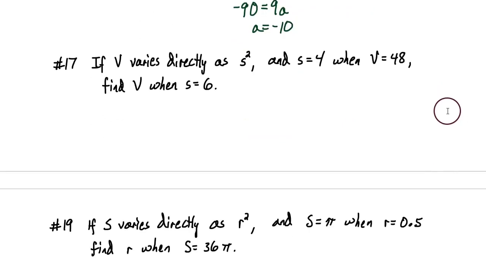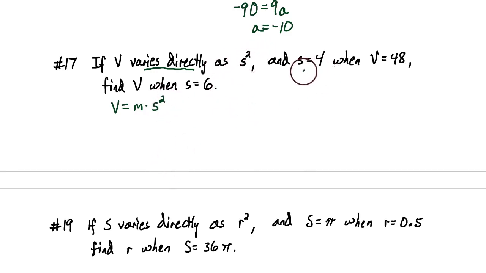Number 17. We're given a sentence, and in the sentence is the phrase varies directly. We've encountered that before. If two things vary directly, then the basic formula that relates them is that the one variable is equal to some number, we call it m for now, times the other variable, which is s squared.